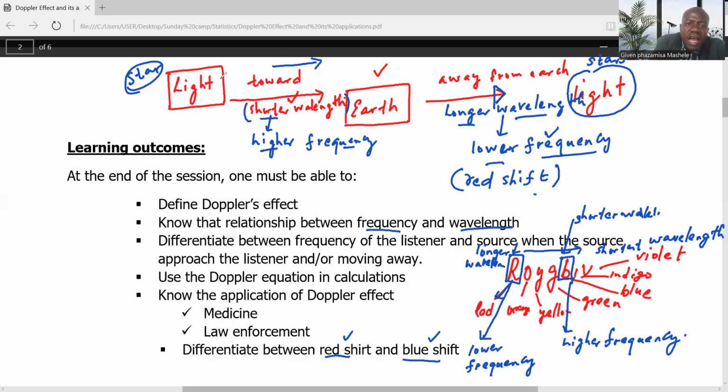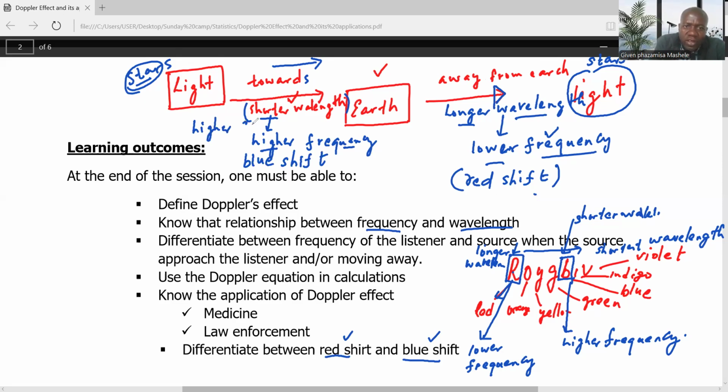So if the stars are moving towards the Earth, they are moving towards where there is a shorter wavelength, and the frequency is higher. This is called a blue shift. So what does this mean? Blue shift occurs when the stars move towards the Earth, and red shift occurs when the stars are moving away from the Earth. And when the stars are moving towards the Earth, they're moving towards the side where there is a higher frequency.